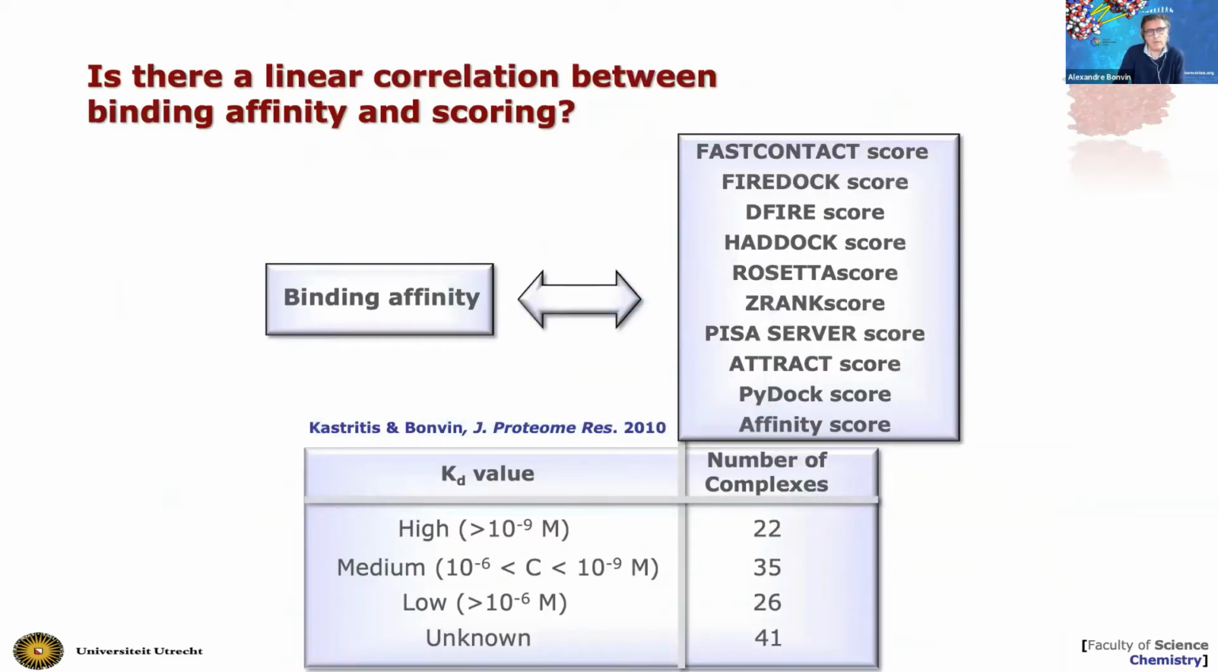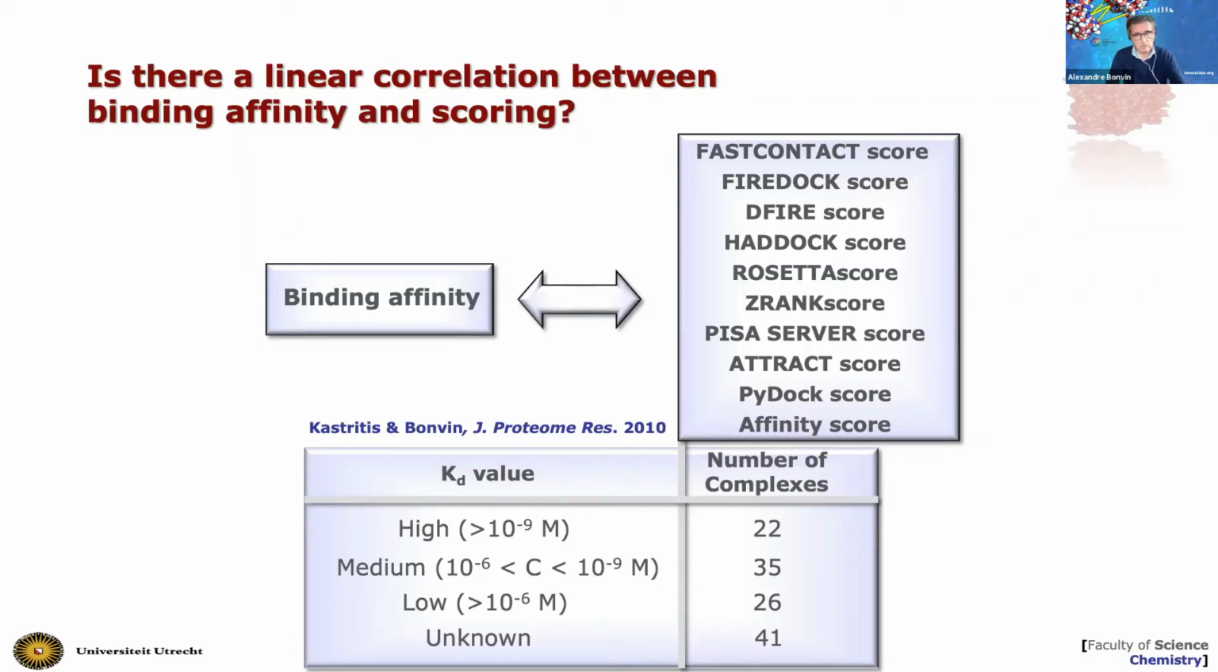So what did we do? We took this data set, we took the crystal structure of the complex so that the conformational changes do not play a role, and then we assessed, at the time, so this is 2010, 10 years ago, a number of scoring functions that were popular at the time. FastContact, FireDock, DFIRE is also still very popular these days. We used our HADDOCK score, Rosetta, also very popular and still going very strong. ZRANK, that's from ZDOCK. PISA, that's from the PDB. PISA is used when you deposit complexes also to get characteristics of the binding site.